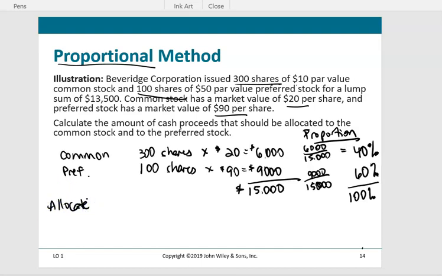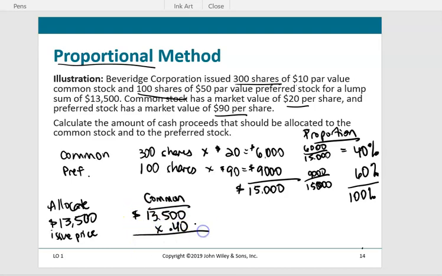So then the next step that we need to do is we allocate the issue price, the 13,500 issue price. We have common of 40%. So we take the 13,500 and we allocate 40% of those cash proceeds to the common stock. Say common stock goes up by a total of 5,400. How much would go to preferred stock? The remaining 60%, or 8,100.